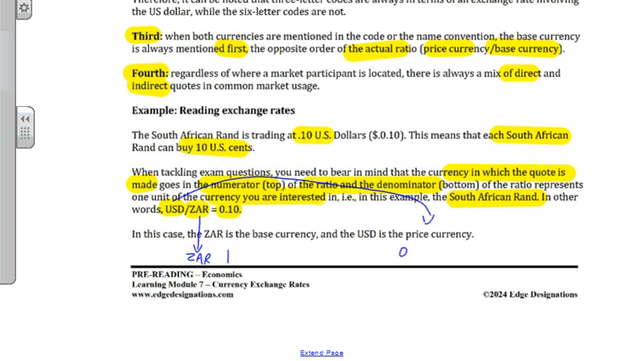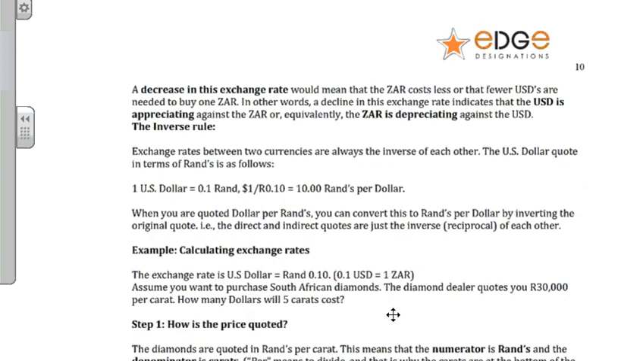How much do I get? Well, I only get 10 cents. A decrease in this exchange rate would mean that the rand costs less, or that fewer US dollars are needed to buy 1 rand. In other words, the US dollar is appreciating, and you can always look at it from both points of view. Either the US dollar is appreciating, but remembering again, guys, it is a relative concept. So if one currency is appreciating, then of course the other one is depreciating.